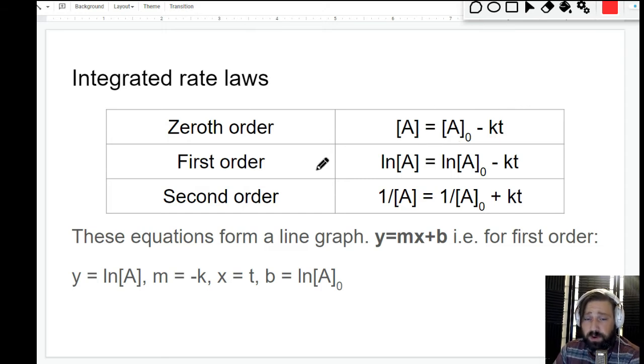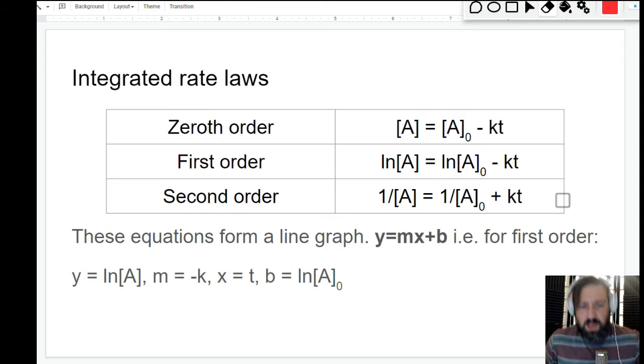If it's a first order reaction, it's a little different. This is the natural log of the concentration equals the natural log of the concentration at time 0 minus the rate law constant times time, whatever time you're wanting. And then second order is going to be the reciprocal of the concentration at time: 1 over concentration equals 1 over initial concentration plus k, the rate law constant, times t, the time that you're after.